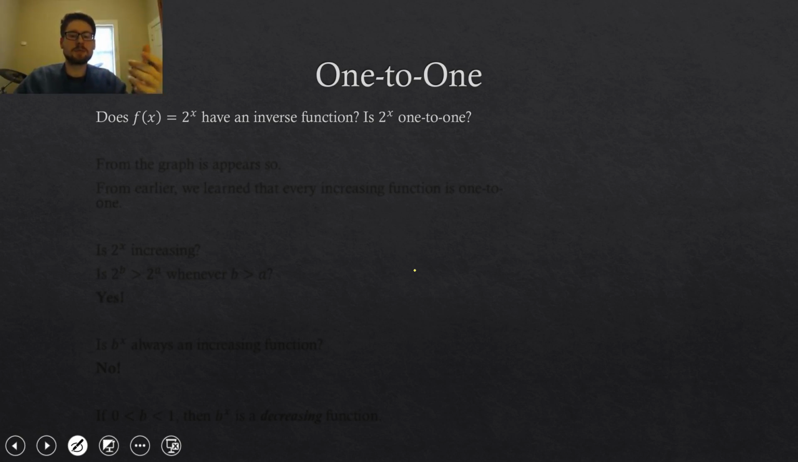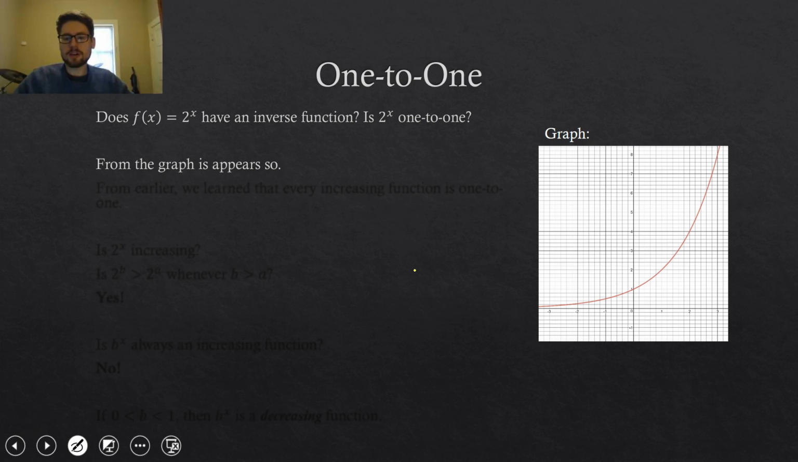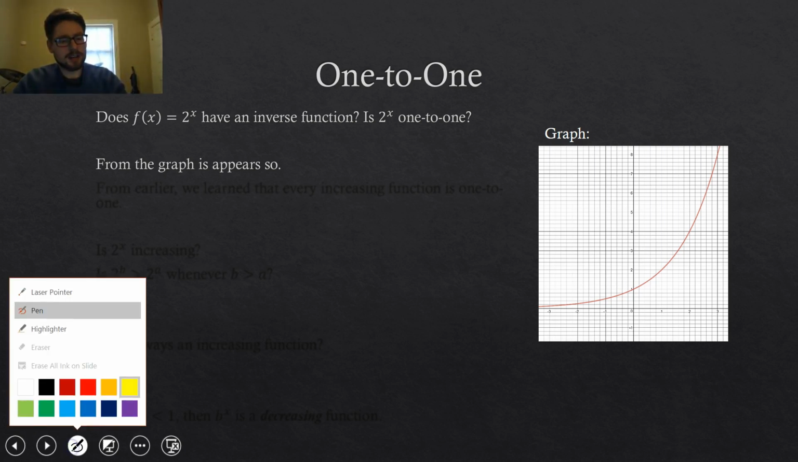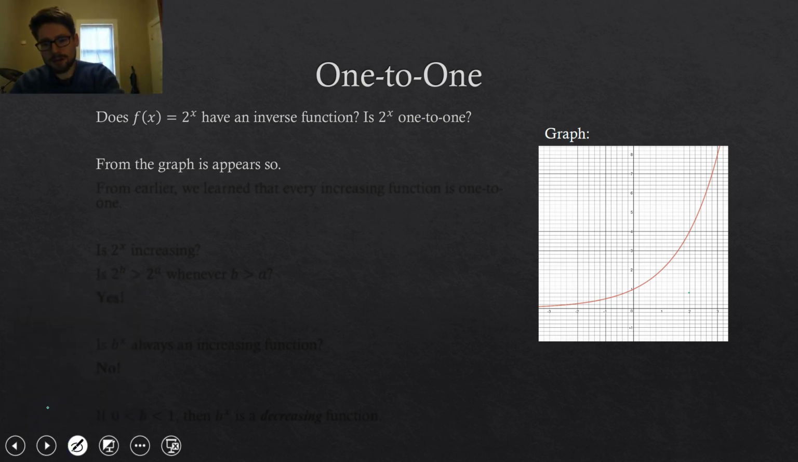Is it 1 to 1? If it's 1 to 1, it's going to have an inverse, and we're going to be able to use this inverse function for reversing exponentials. From its graph, it looks 1 to 1. You can just draw on these horizontal lines and test it out. Oh yeah, it seems to only hit it once.